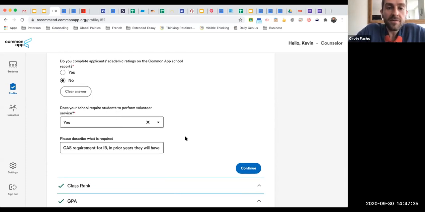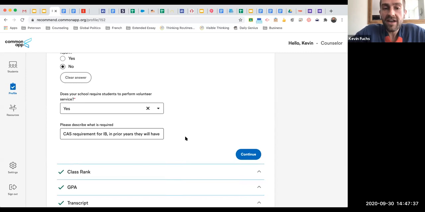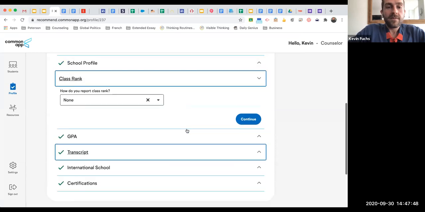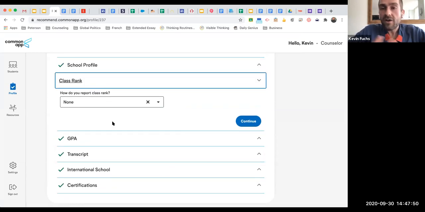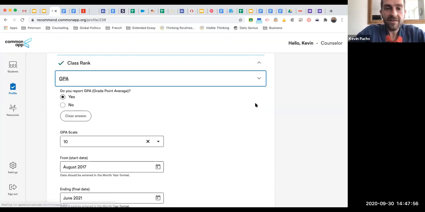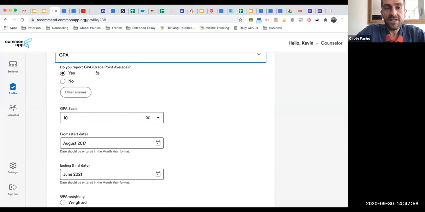Does your school require students to perform volunteer service? In our case, they do, because that's a requirement for the IB. So that's a CAS requirement. And here you can write what is required, right? And then class rank. In our school, we don't rank. So again, I said no. It's pretty easy, right?